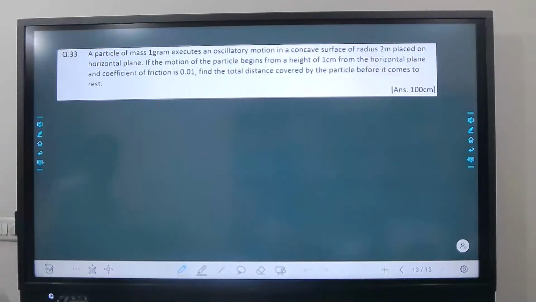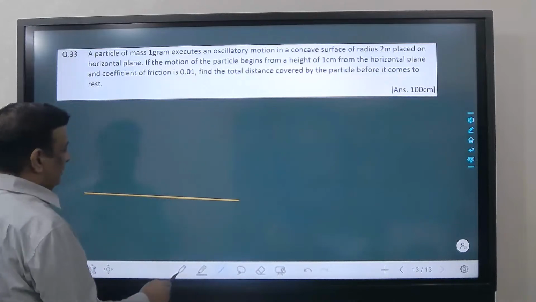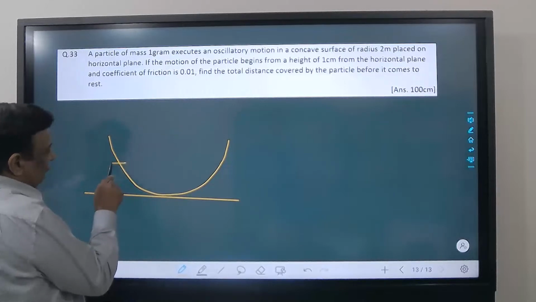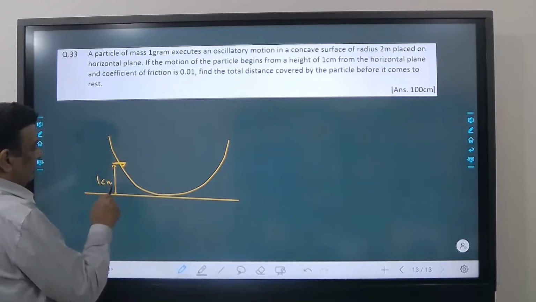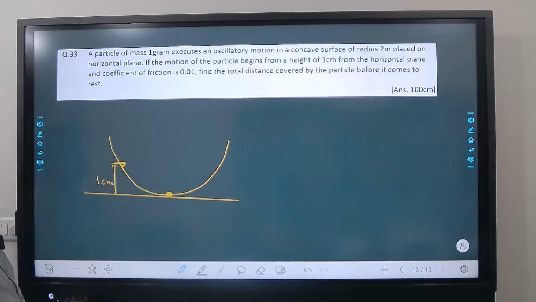A particle of mass 1 gram executes oscillatory motion in a concave surface of radius 2 meter, placed in horizontal plane. If the motion of particle starts from a height of 1 centimeter and coefficient of friction is 0.01, find the total distance traveled before the particle comes to rest. Particle starts from a height of 1 centimeter. And finally, जब वो रुकेगा वो यहाँ रुकेगा, oscillate करते करते, and it will stop somewhere over here.